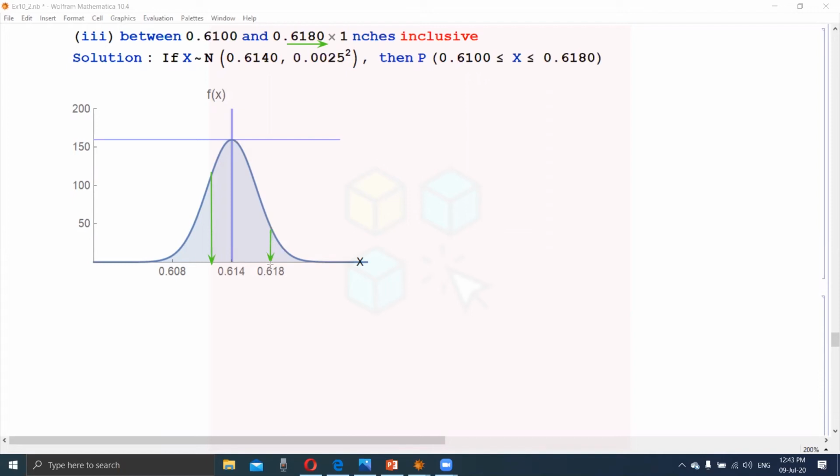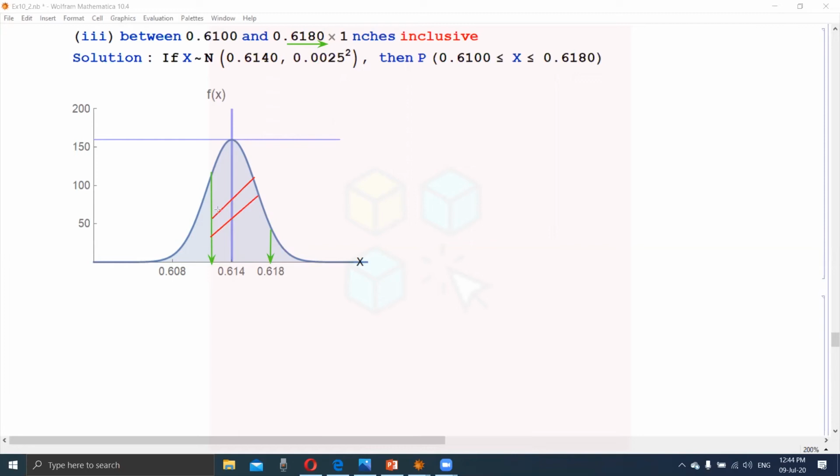So one point is on the right side of the mean and one point is on the left side of the mean, and we have to find the probability between these 2 points. But there is a word "inclusive", which shows that the area from one green point to the other green point is not all that is required. We want to include these green lines in the shaded area.